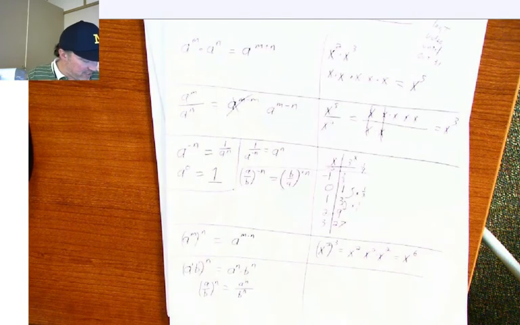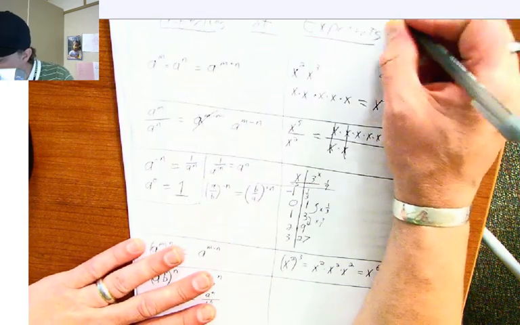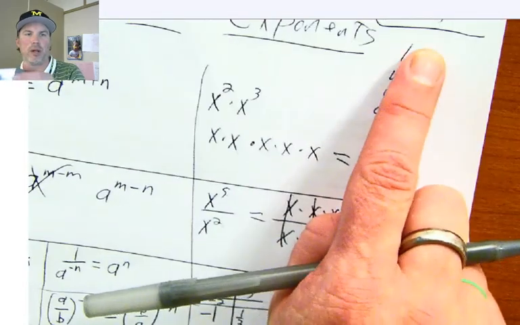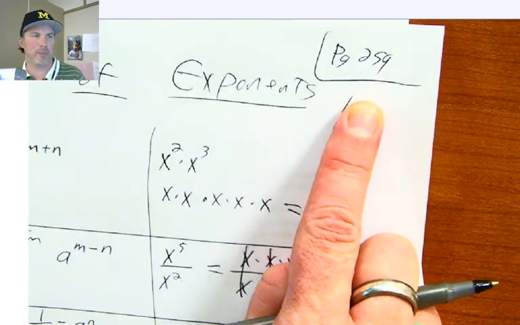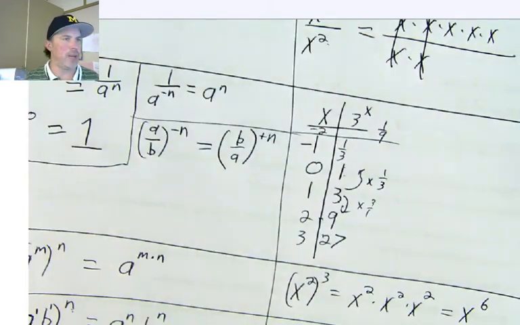Last but not least, all of these rules are in your book, and if you want to go to page 259 in your Algebra 2 book, they'll talk a little bit more about these properties, maybe present them in a way that's easier for you to understand, I'm not sure. But with that said, we have gone over the properties of exponents, so that concludes part 1 of this lesson.